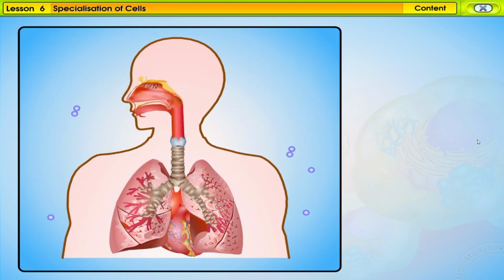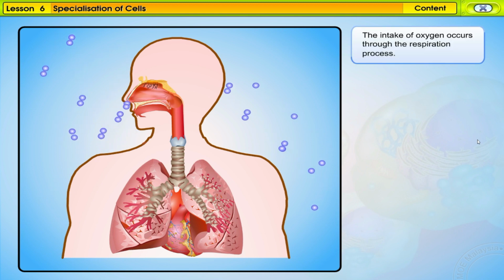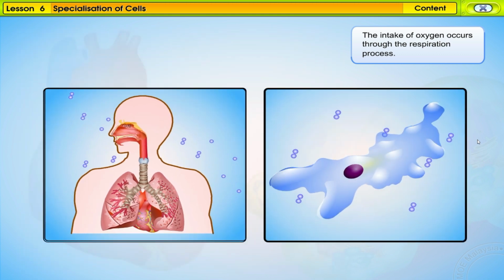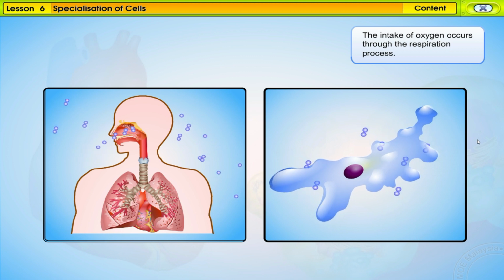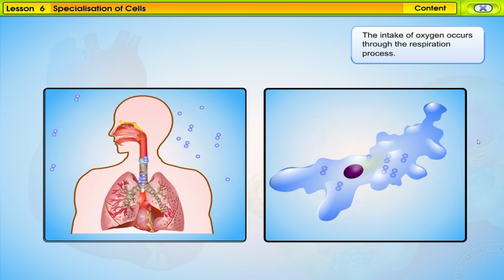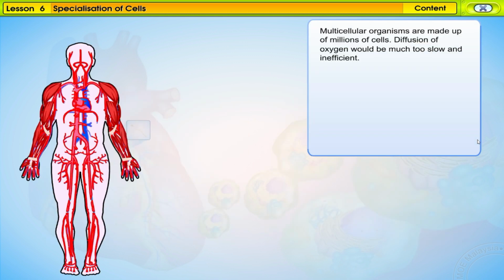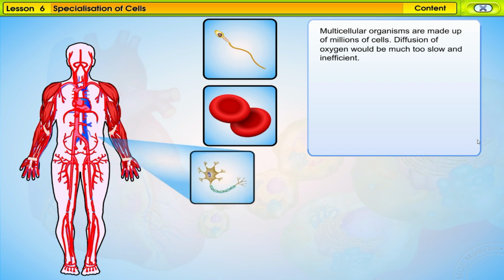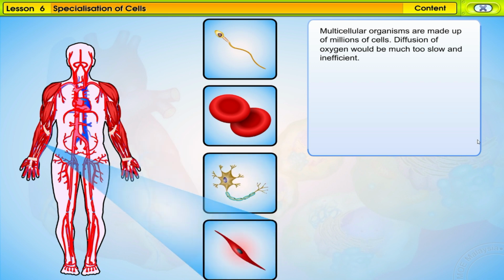Where does the intake of oxygen take place? The intake of oxygen occurs through the respiration process. Does oxygen diffuse into all the cells as in the amoeba? No, oxygen does not diffuse into all the cells. Multicellular organisms are made up of millions of cells. Diffusion of oxygen from the exterior to all the cells would be much too slow and inefficient.